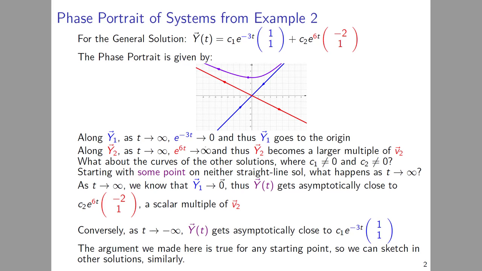Now, there was nothing special about the point that we picked for our argument here, other than the fact that it wasn't on either of our straight line solutions. So for any starting point we pick, the solution should tend towards our red straight line solution as t increases, and towards our blue straight line solution as t decreases.